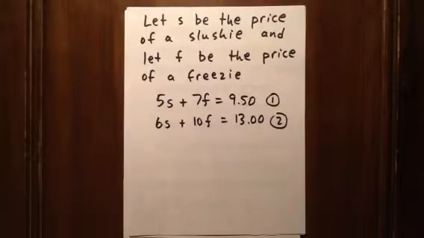Well, we want to know the price of a slushie and the price of a freezie, so we can let S be the price of a slushie and F be the price of a freezie.